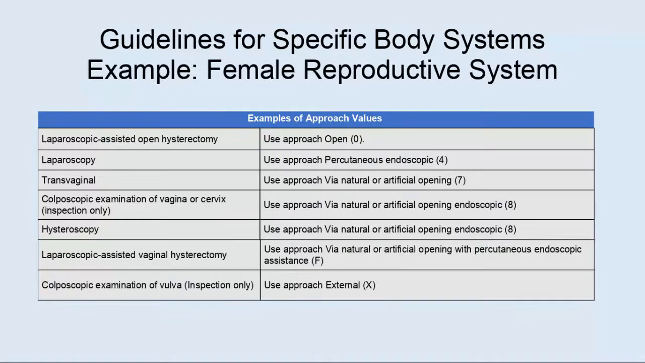This will give you an example of approaches, and this is also included in each of the body system areas. Now, as you know, the approach values that they give you are not the ones used normally. For example, a laparoscopy is a percutaneous endoscopic. A transvaginal is a natural or artificial opening. So within each body system, it gives examples of the common word used and which approach value you should refer to.